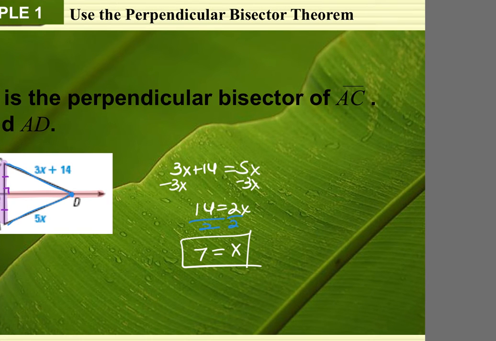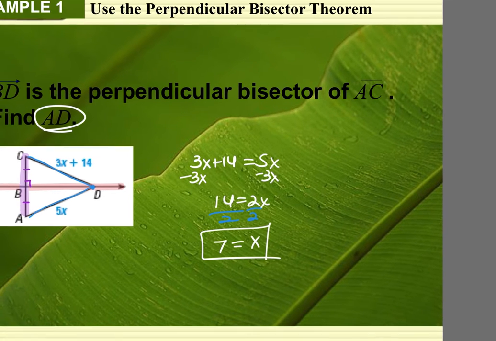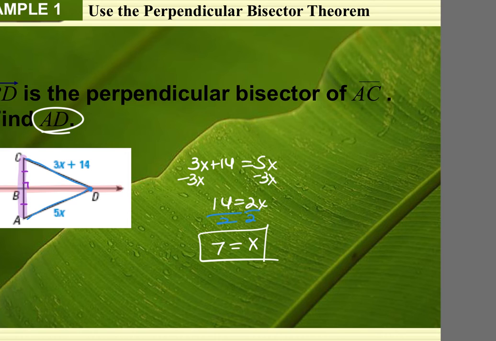Okay, it doesn't ask for x, it asks you to find AD. So now I gotta plug that x back in. 5 times 7 is 35. Thank you very much.